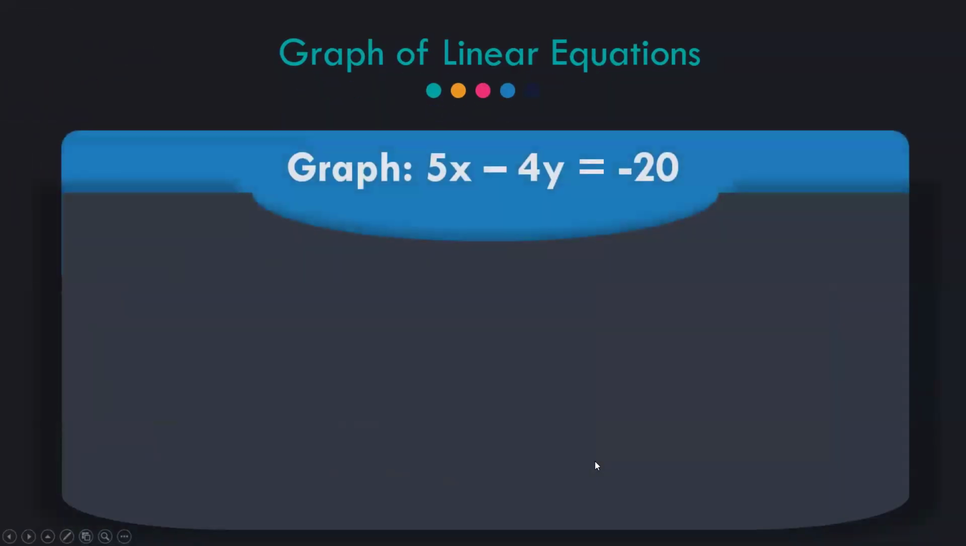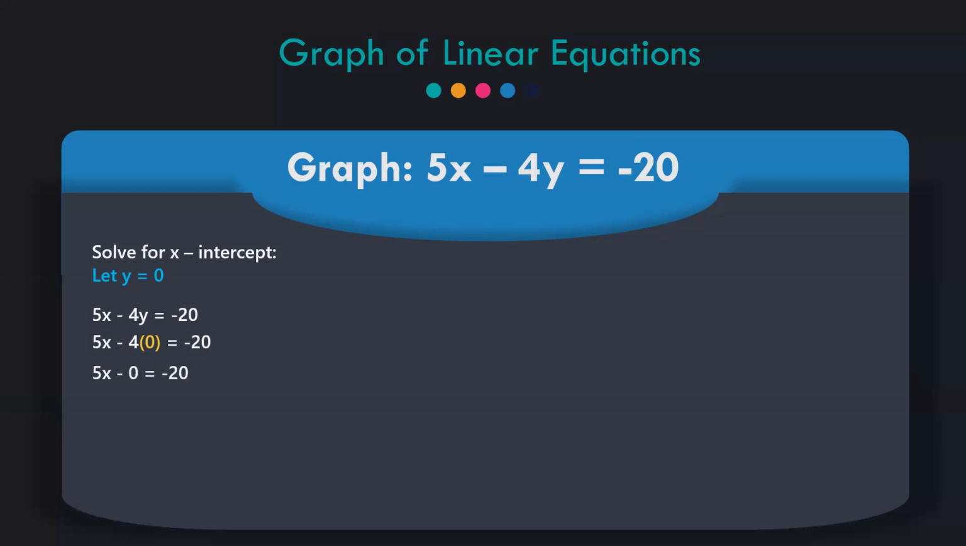So next one is we're going to graph the linear equation 5x minus 4y equals negative 20. So we use the same steps using the intercept method. So first, solve for the x-intercept. Again, for the x-intercept, we're going to let y be equal to 0. We'll just replace y with 0 again. So using the given equation, 5x minus 4y equals negative 20, substitute y with 0. So we're going to have 5x minus 4 times 0 equals negative 20. So 4 times 0, we're going to have 5x minus 0 equals negative 20. What's left? We're going to have now 5x equals negative 20.